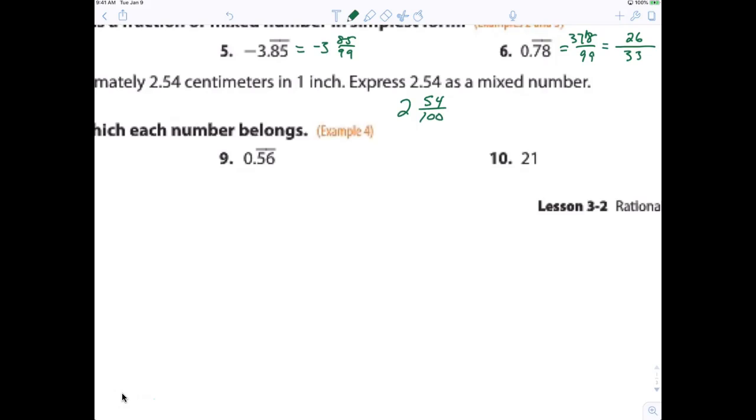The reason it's over 100 is because it's not repeated this time. There's 2 decimals. Now the only thing we have to do, Miss Andrews, is simplify. Thank you. And that goes to? 27 over 50. You are amazing. 2 and 27 over 50.